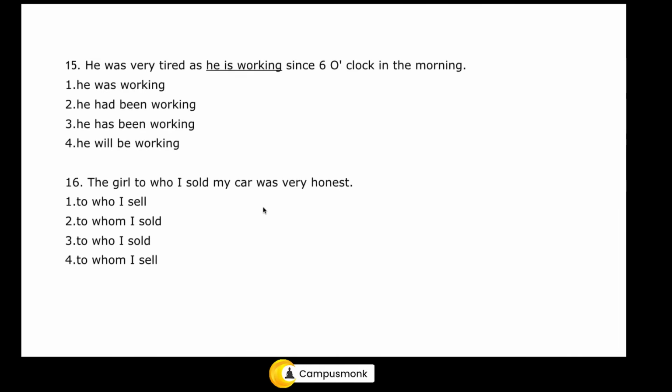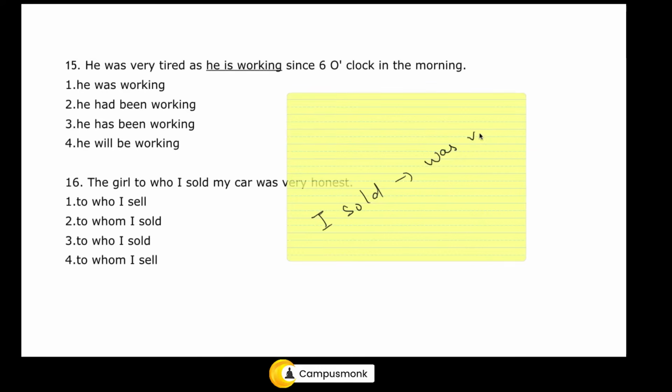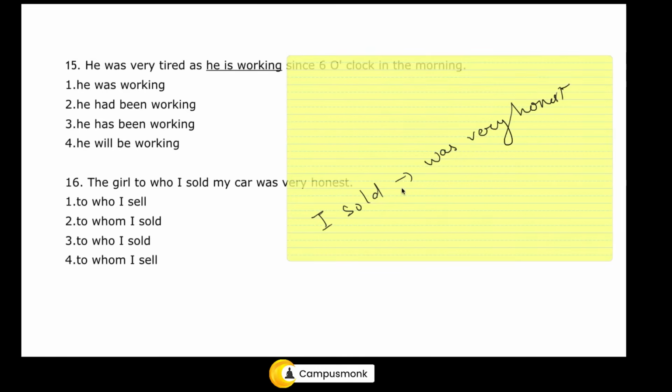Now it says, the girl to who I sold my car was very honest. Two things: I sold and was very honest. I sold and was. This means both of them are in which tense? Both of them are in past tense.